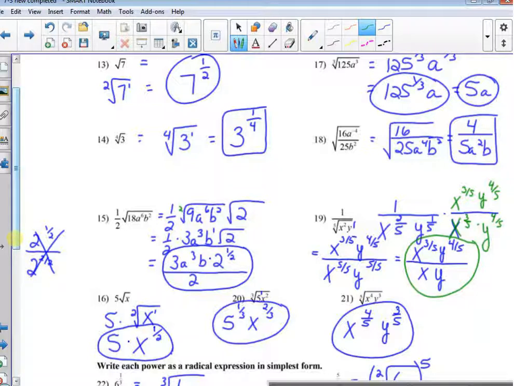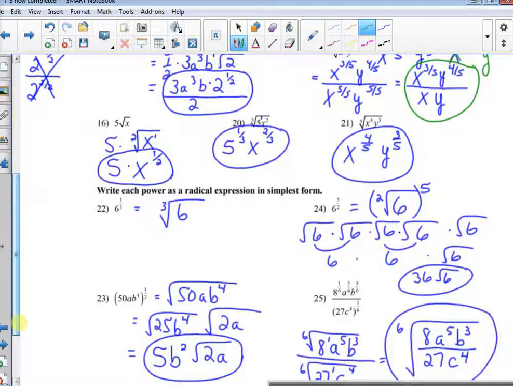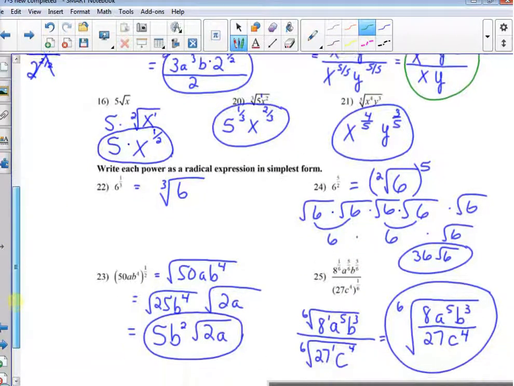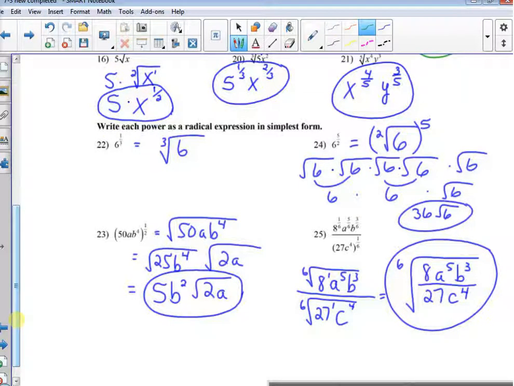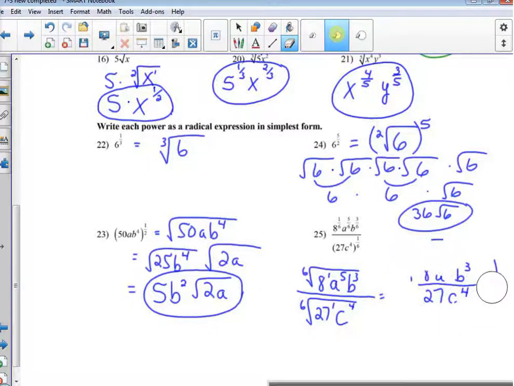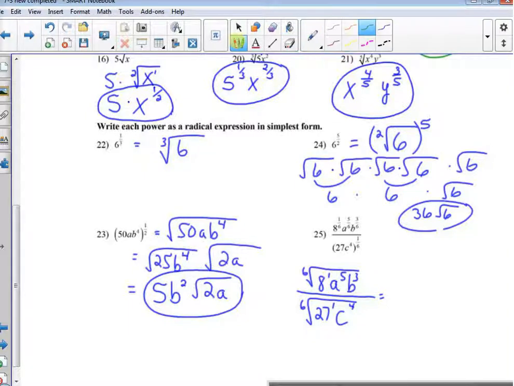Number 25, we also need to rationalize the denominator. And on that one, I'm going to just erase that last answer there, because that is wrong. I mean, it's not wrong, but it's not complete. And I'm going to change this.